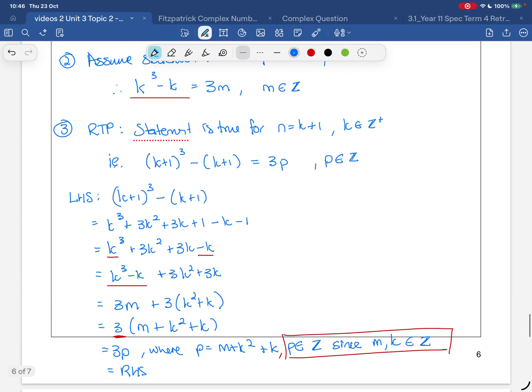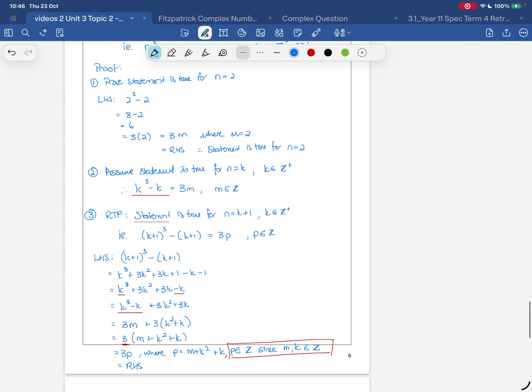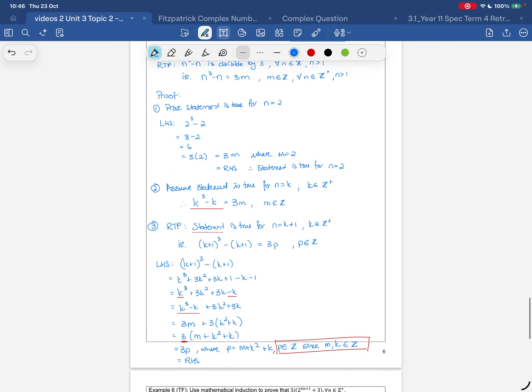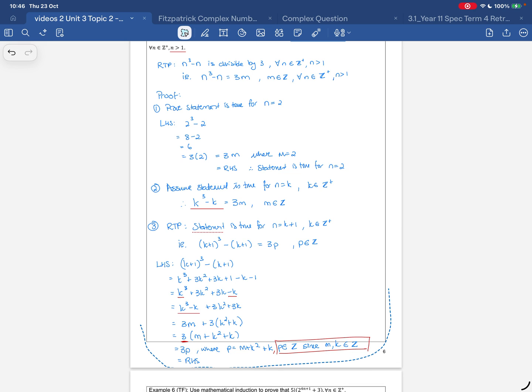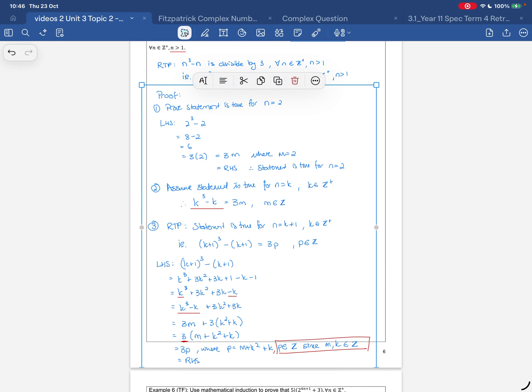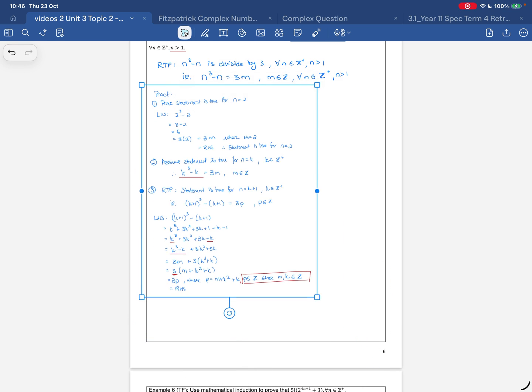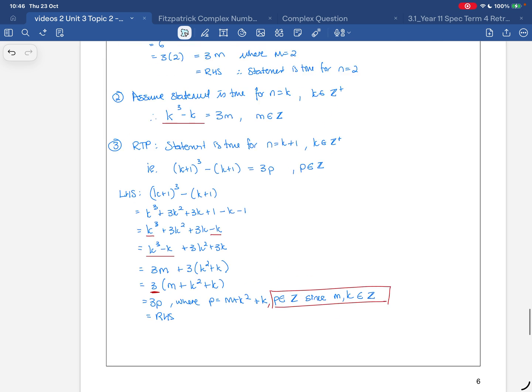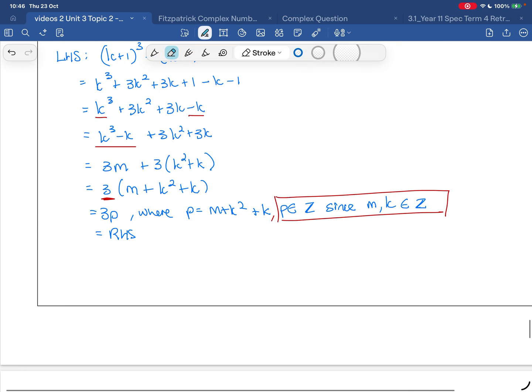I'm running out of space here. Let's just shrink it a little bit. Oops. I still need to write my statement at the end.